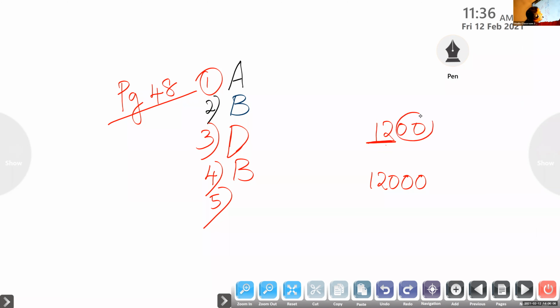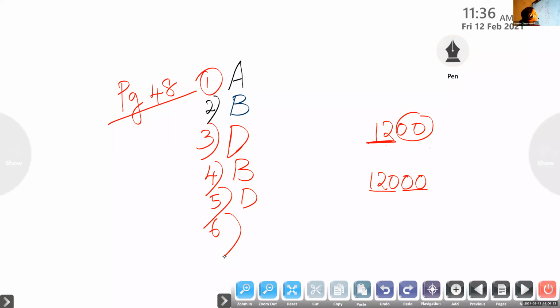12, if you add 2 more zeros, you will get 1,200. But here with 120, you have to add 2 more zeros. So the answer is, which option? Option D. Very good. Correct answer. Now question number 6.